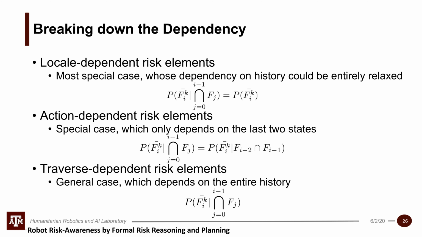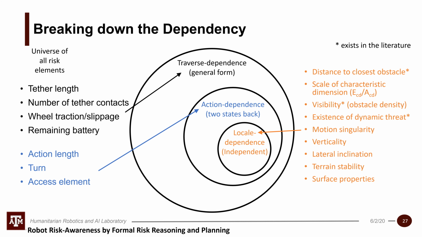We name it traverse. We propose 16 risk elements, which belong to the three dependency categories. Please note that only 3 out of the 16 risk elements have been looked at as risk in the literature, and they all belong to the locale-dependent category. Furthermore, only one existing work has included 2 risk elements at a time, and used weighted sum to combine them. All other works only considered the effect from one risk element.